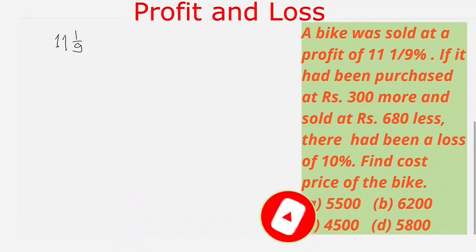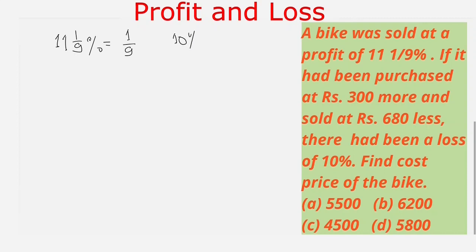11 whole and 1/9% when converted into fraction comes out to be 1/9, and 10% when converted into fraction comes out to be 1/10. Let the CP be 9x. Then SP is 9 plus 1. As the profit is 11 whole and 1/9%, it means that it is 1/9. If anything is purchased at 9, then there is a profit of 1. Therefore, the SP becomes 10. So, in this case, SP is 10x. When CP is 9x, then SP is 10x.